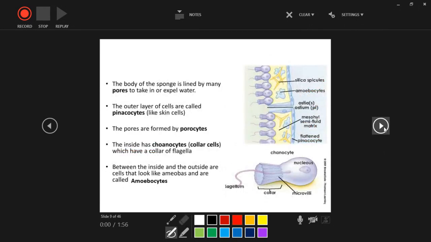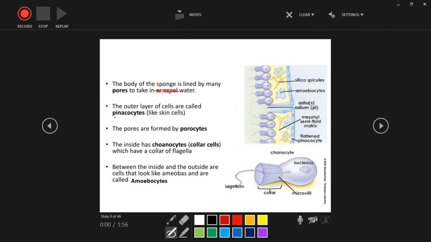All right, so let us look at more details, which I've already spoken about. Again, if it says silica spicules, it's most likely a glass sponge or demosponge. Amoebocytes are totipotent cells, which can become sclerocytes or whatever. Here we say many pores. These only take water in. They don't expel water. This is wrong here. It only takes in. I should correct that.